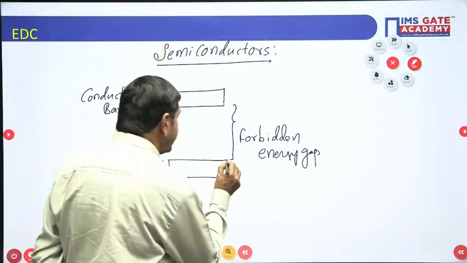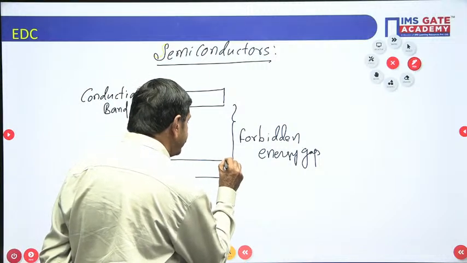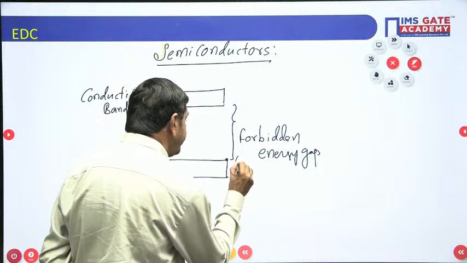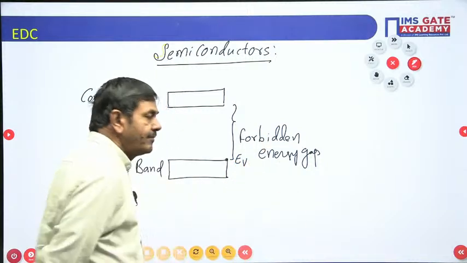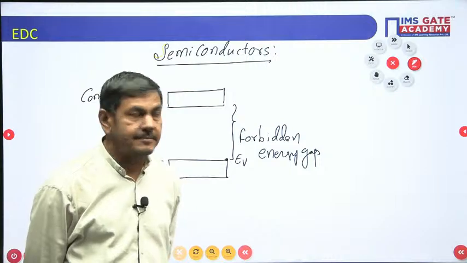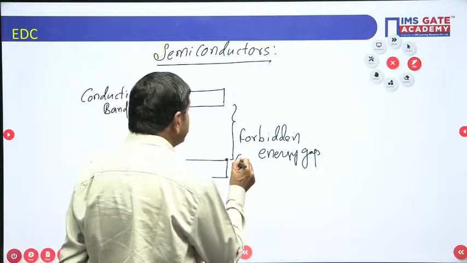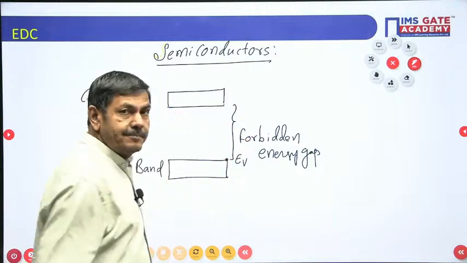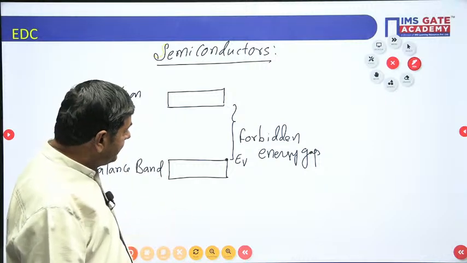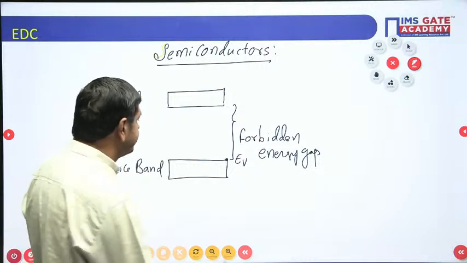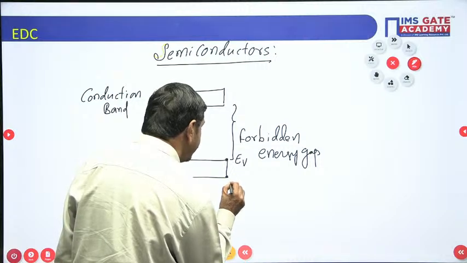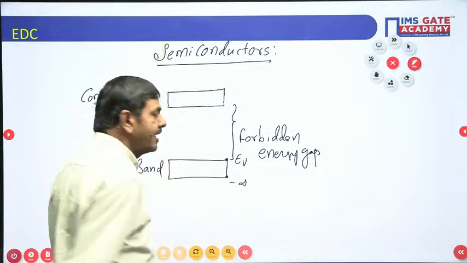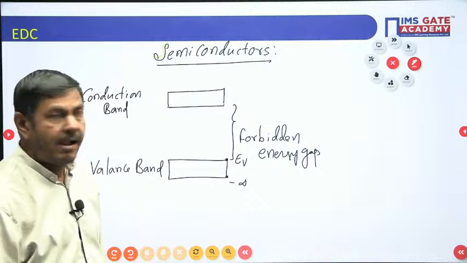This energy level is said to be EV, the valence band energy. That is the maximum valence band energy only. What is the minimum value of the valence band? You can say minus infinity, which I can put here.